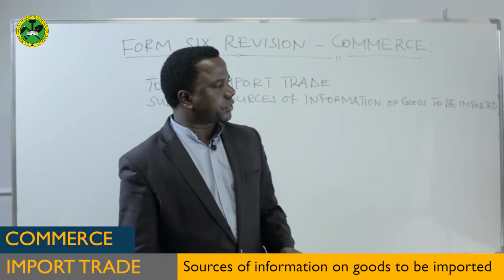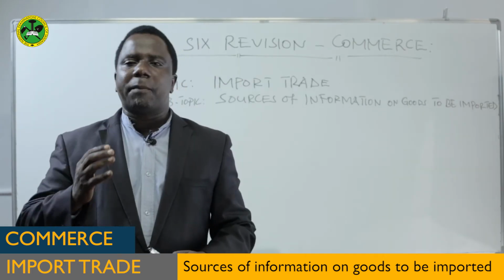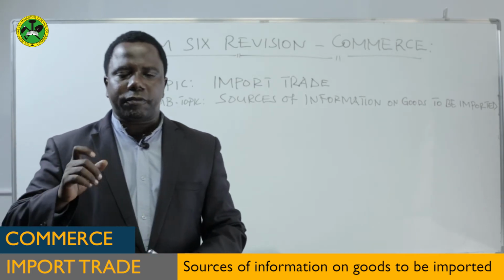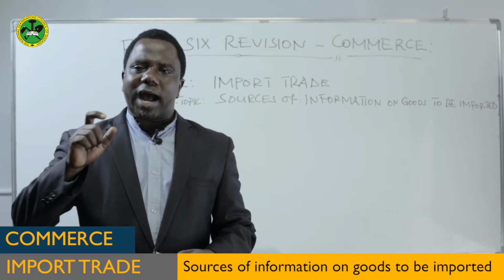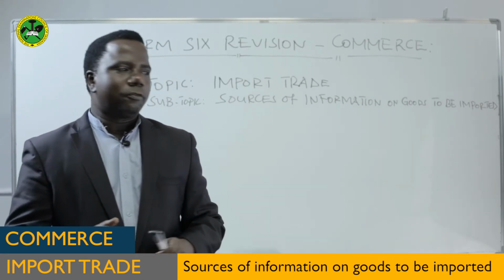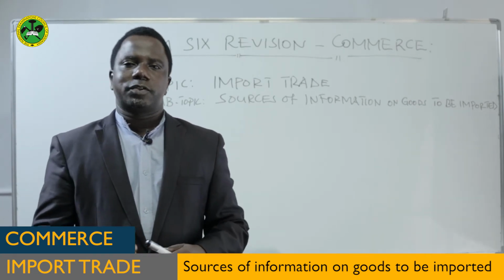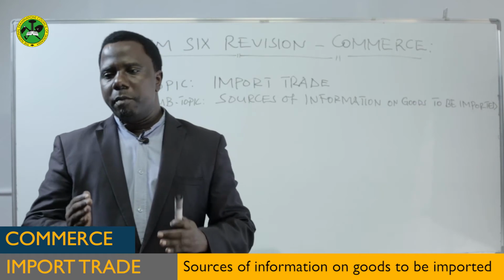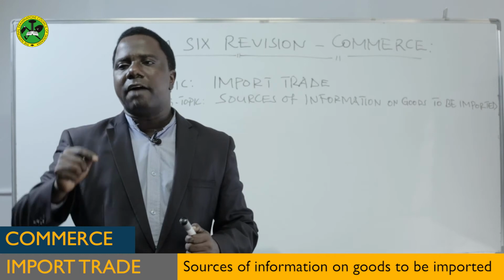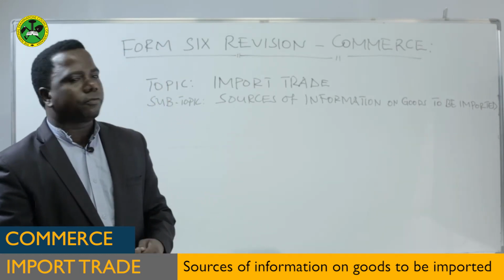Number two is foreign firms' representatives in the country. Different companies or firms have their representatives in different countries. So you, as an importer, may get that information from these people who are found in the importer's country. When you want to import from China, you may find different companies from China having their representatives in our country. So just go there and you get that information.